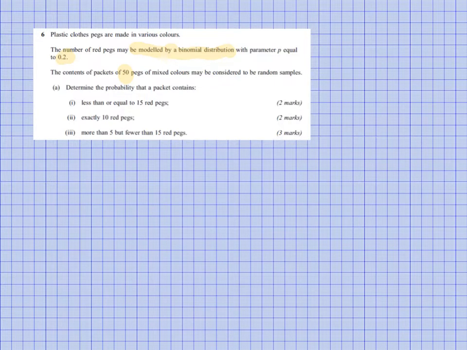First thing to do then, let's describe the binomial that we're working with. Let x be the number of red pegs that we get. So x can be modelled as a binomial where there are 50 trials and a probability of success of 0.2. Now the first question asks us to find the probability that there are less than or equal to 15 red pegs. So that is the probability that x is less than or equal to 15.